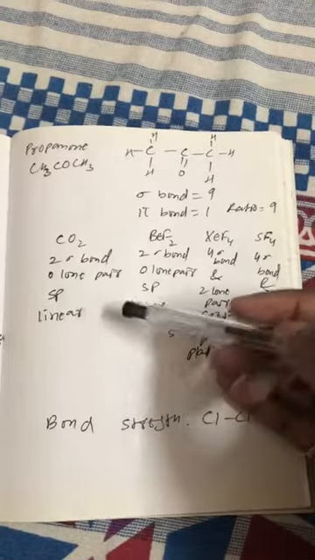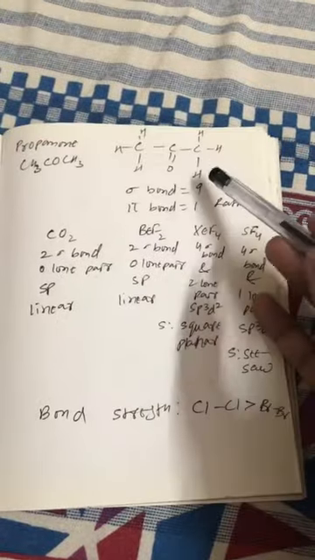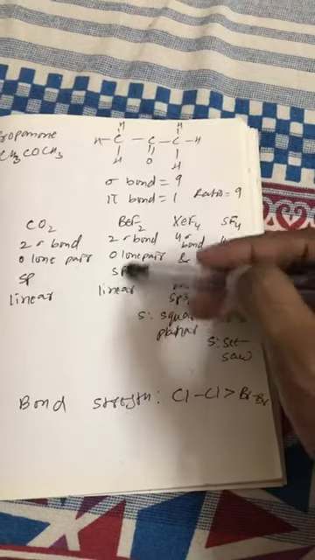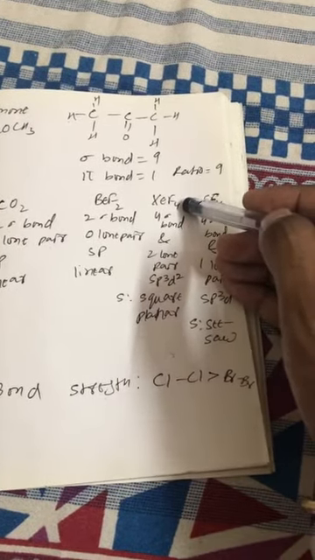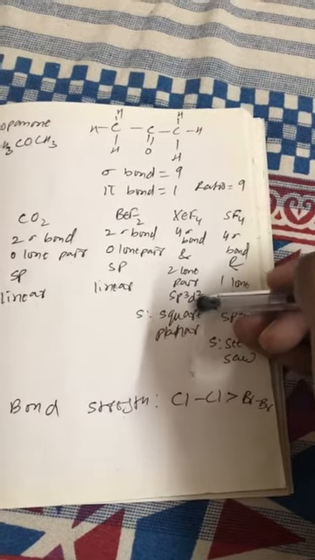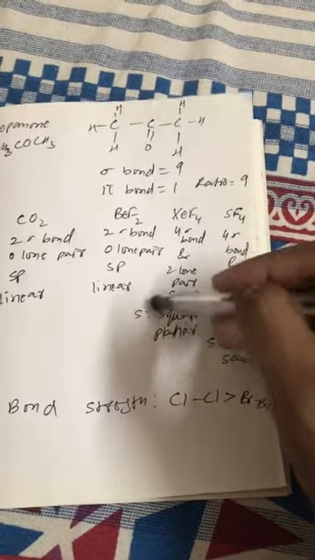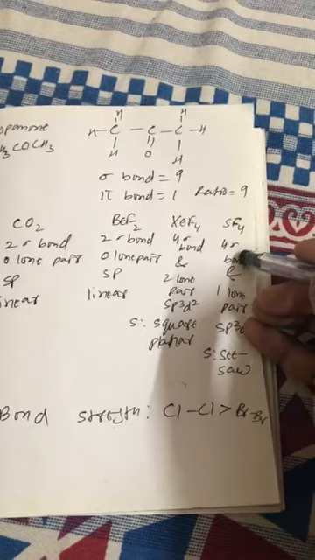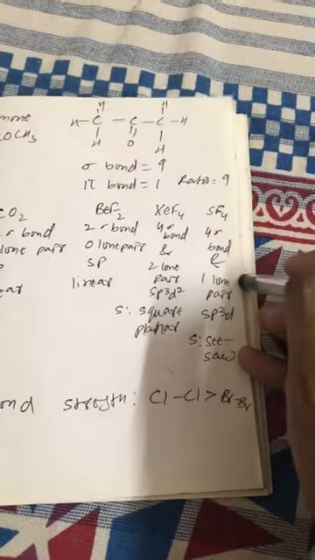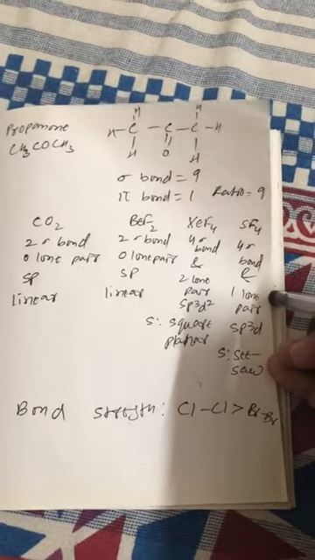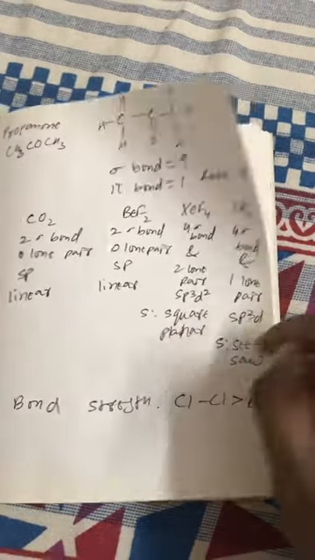Now the number of sigma bonds in CO2 is 2 and 0 lone pair. So sp hybridization, linear shape. BeF2 is also linear because of sp hybridization and 0 lone pair. XeF4 is square planar because hybridization is sp3d2. So the geometry is octahedral, but because of 2 lone pairs it is square planar. In SF4 we have 4 sigma bonds and 1 lone pair. So hybridization is sp3d, geometry is trigonal bipyramidal, but the lone pair will be at the equatorial position. So the shape will be seesaw.